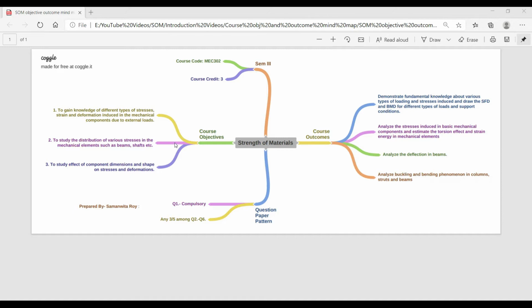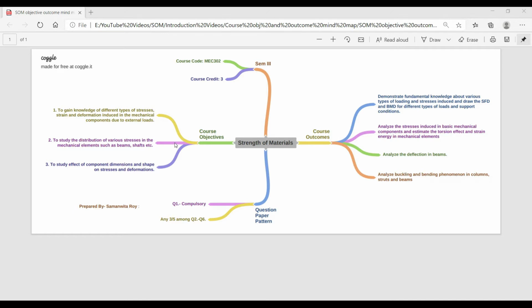The second objective written is to study the distribution of various stresses in mechanical elements such as beams, shafts, etc. So in this entire course, you will be studying the stress variation in these elements. You will be learning a module which is completely dedicated to stresses in beams, and another module wherein you study shafts and the stresses which are acting on these elements. So this is another objective for teaching this course.